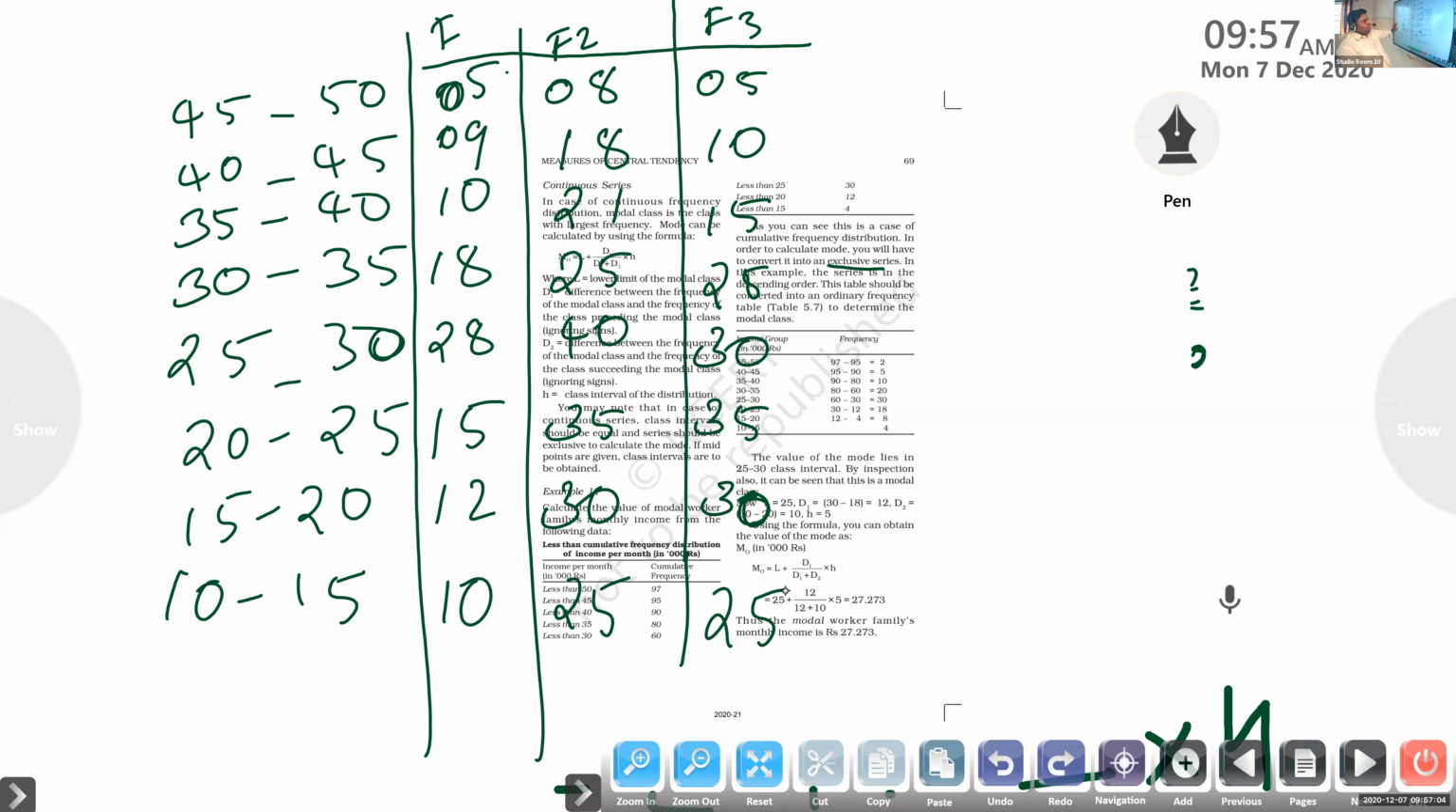So the same class interval, three different sets of frequencies are here. You have to calculate that, right? Submit by evening. I will read that again. First frequency 5, 9, 10, 18, 28, 15, 12, 10. Second frequency 8, 18, 21, 25, 40, 35, 30, 25. Third frequency 5, 10, 15, 25, 30, 35, 30, 25. Okay, clear? Fine.